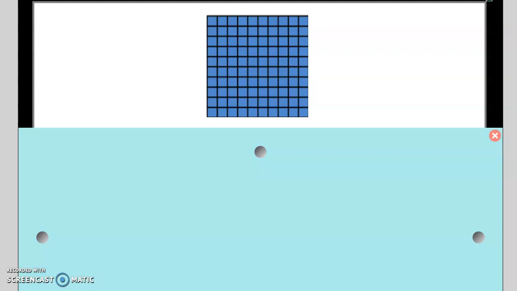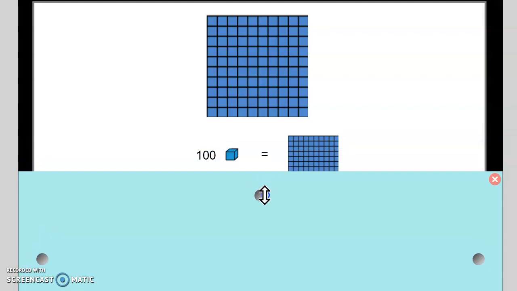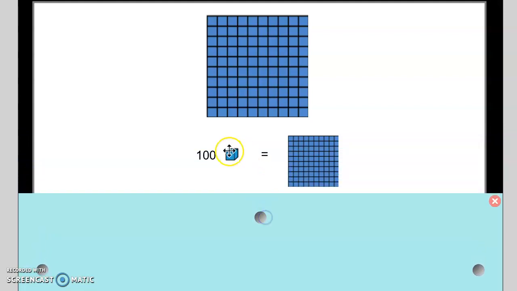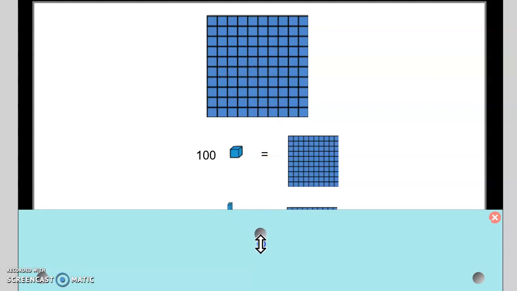So, I'm going to show you this base 10. It's called a flat. So, how many unit cubes and rods are in a flat? Well, if I look at my unit cubes here, and I'm going to move this one to show you, 100 of these little unit cubes equal this flat that I have here in front of me.